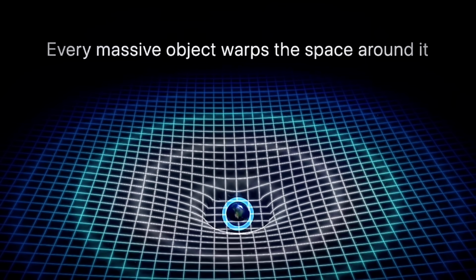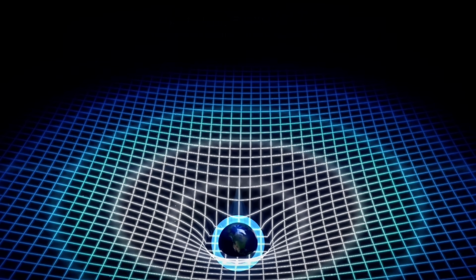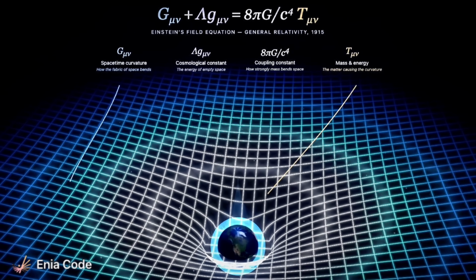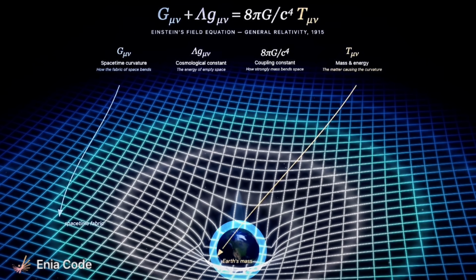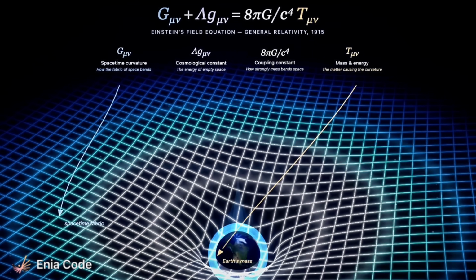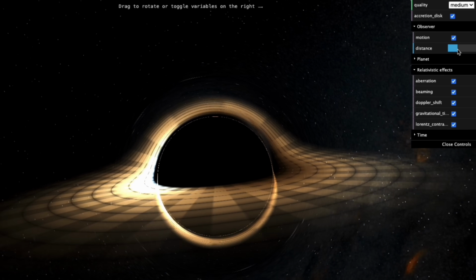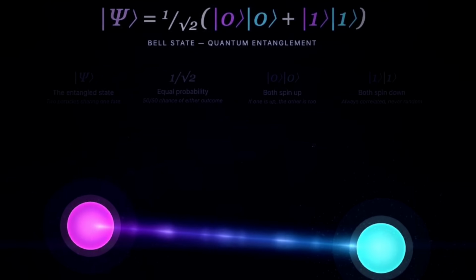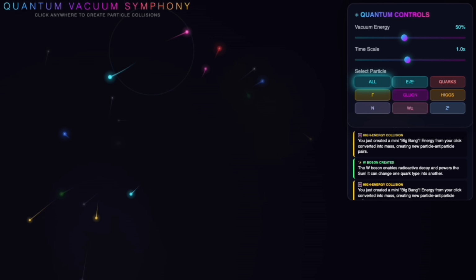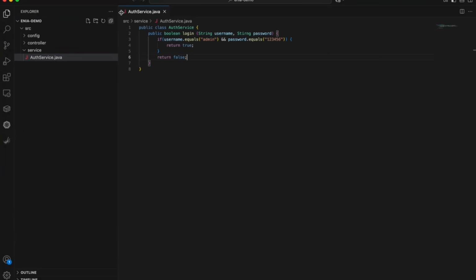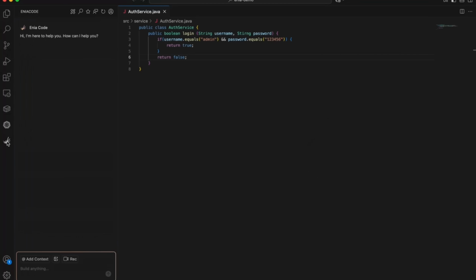This is not a video game. This is a simulation Enia Code built inside my VS Code. Of course, it works in any IDE, not just visuals, real interactive systems generated and evolving with my code. I'm using Enia Code, not just an AI assistant, but something that actually works with my code base. Let me show you how I did it.